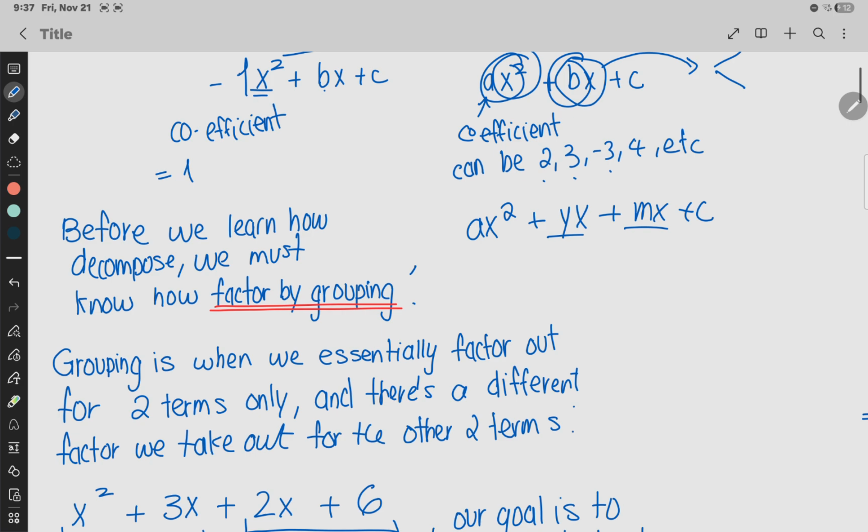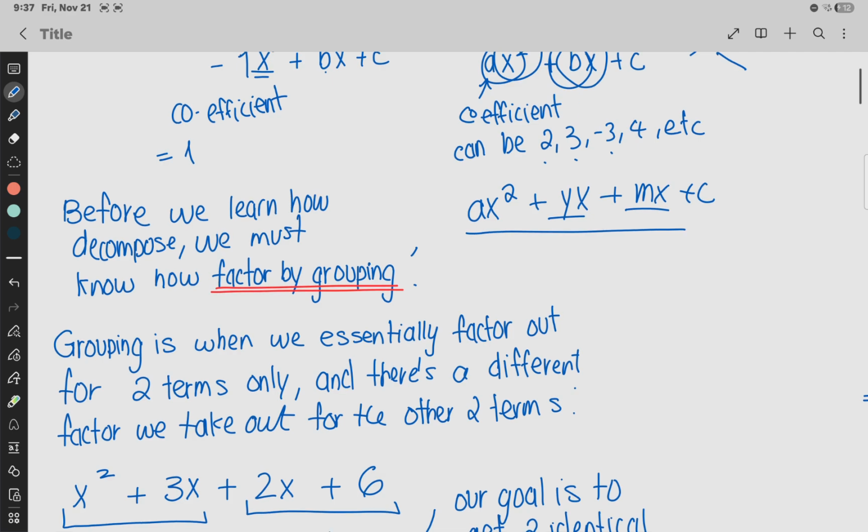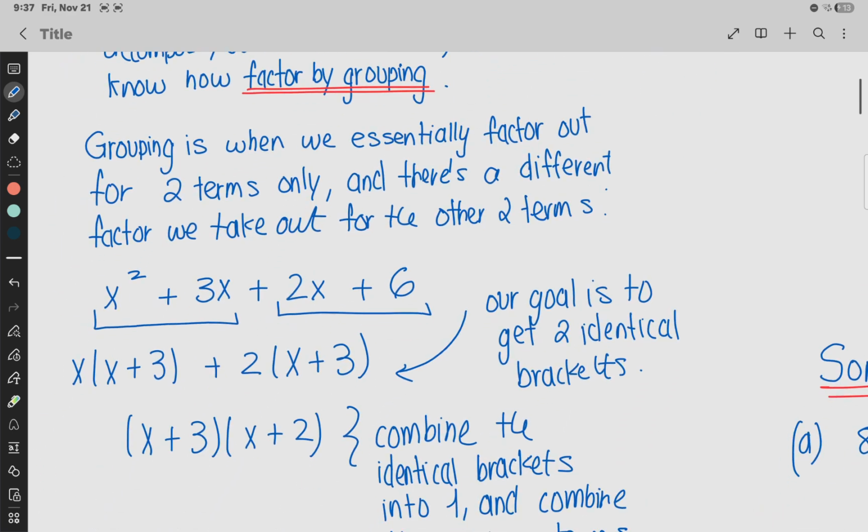So how do you factor when you're given four terms? We have not learned how to factor with four terms yet. We've only learned how to common factor with three terms. Well, that's when you use grouping. Grouping is when we factor out the GCF for two terms only, and a different factor for the other two terms. So let's take a look.